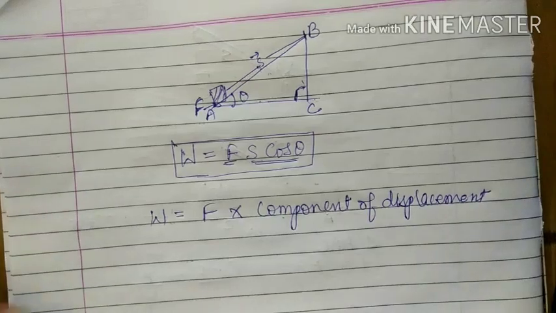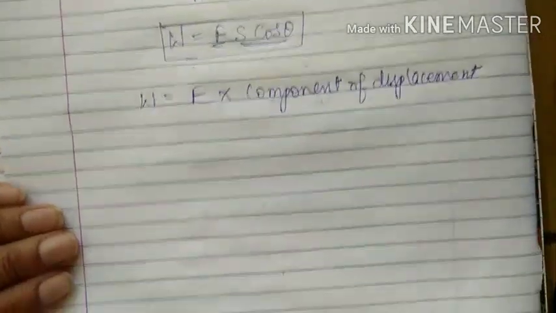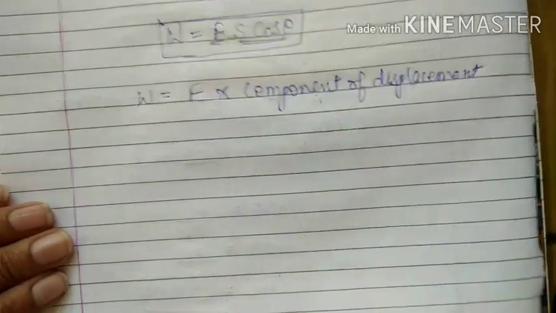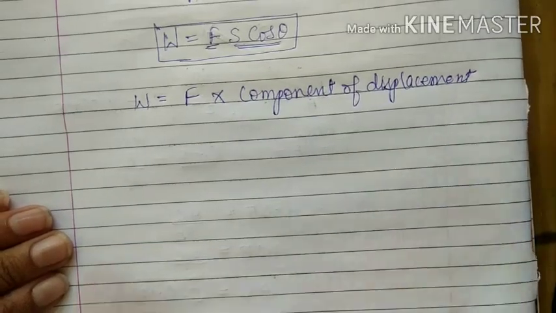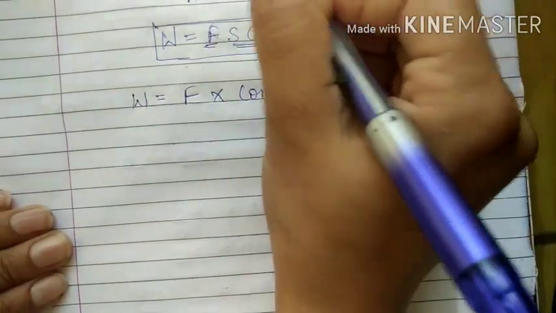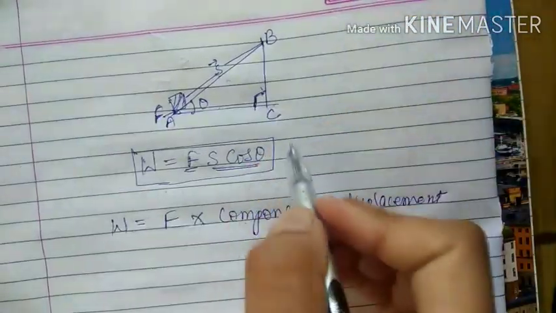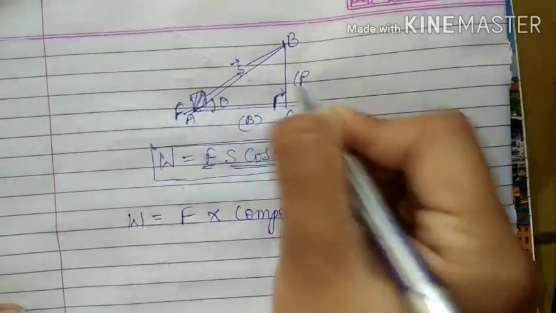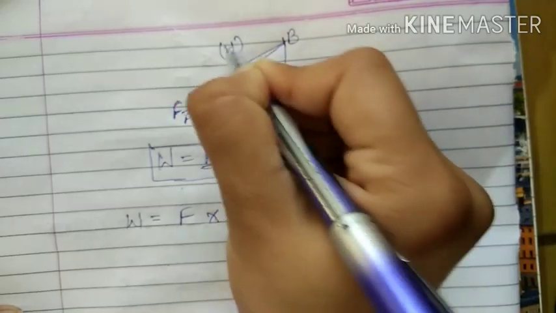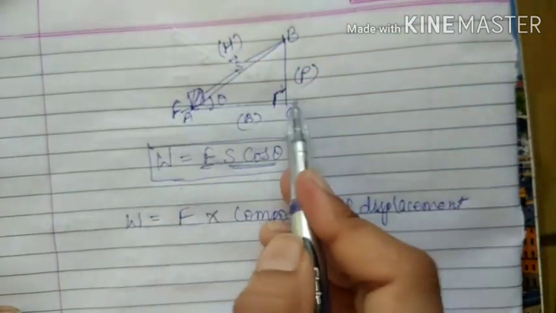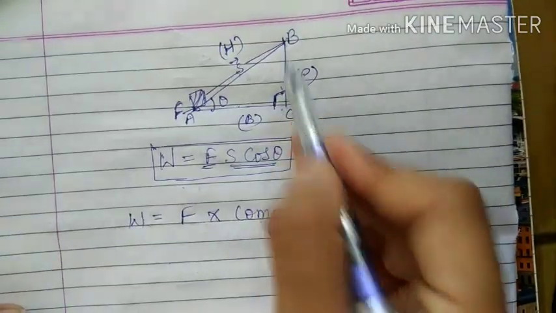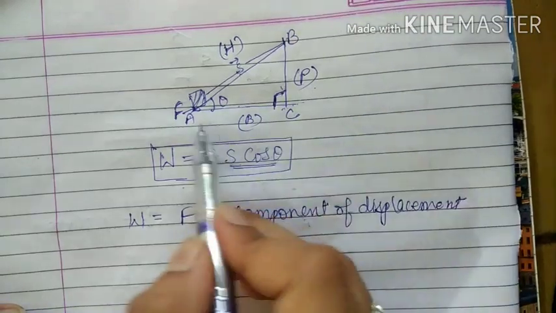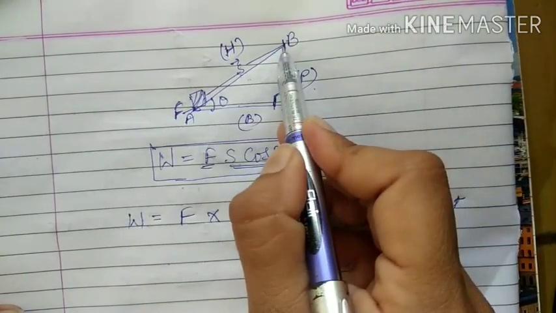For finding the component of displacement, we will need this triangle. This is a right angle triangle, and we have drawn one perpendicular. This side is known as the perpendicular, this is the base, and this is the hypotenuse.